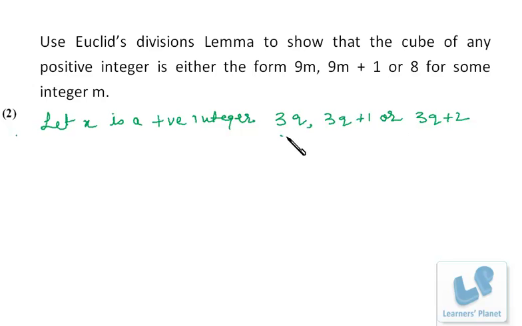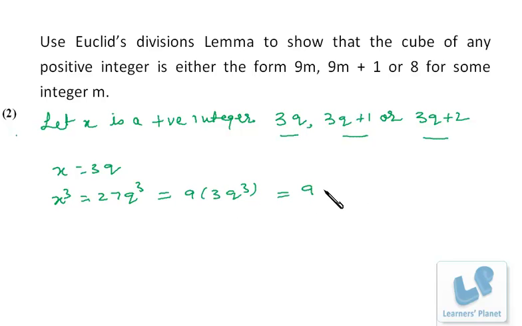Now we take up the cases one by one. Let's take the first case. Maybe the integer is in the form 3q, so x is equal to 3q. That means x cube will be 27q cube, which is 9 into 3q cube. Call that m, so it is of the form 9m, where m is an integer, and that m is actually 3q cube. So for the first case, the cube of the positive integer is of the form 9m.